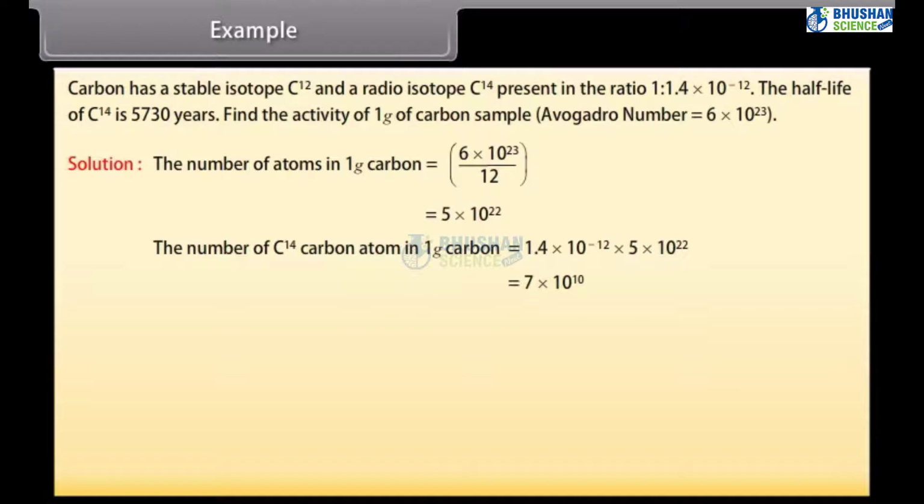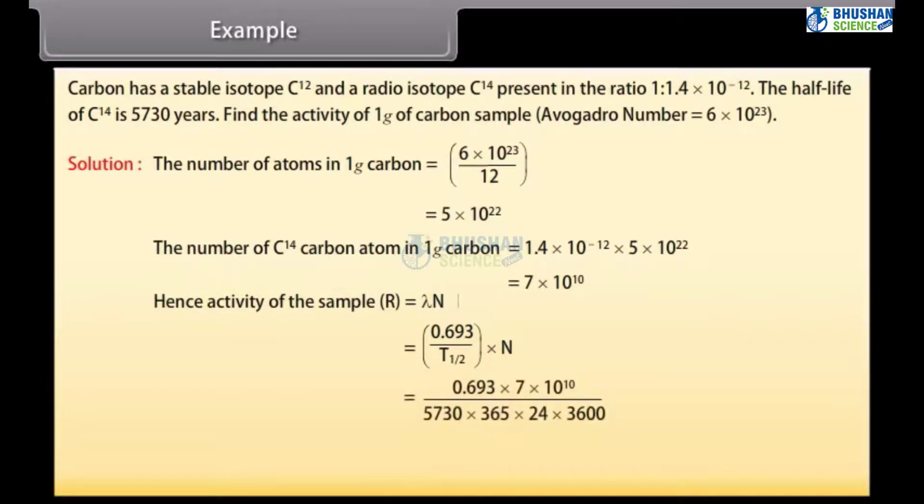Hence, activity of the sample R is equal to lambda N, which is equal to 0.693 by T-half into N, which is equal to 0.693 × 7 × 10^10 divided by 5,730 × 365 × 24 × 3,600, which is equal to 0.26 per second per gram, approximately 16 per minute per gram.